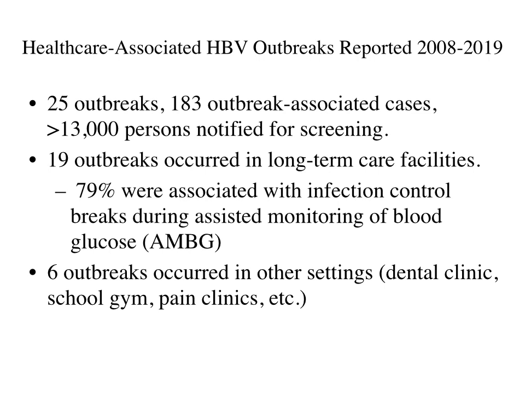The majority of outbreaks occurred in long-term care facilities, and of those, almost 80% were associated with the monitoring of blood glucose. With an elderly population in a long-term care facility, many people have diabetes, and that requires frequent blood testing. And if there's a breakdown in how that testing is done, it's a good way to transmit hepatitis B.